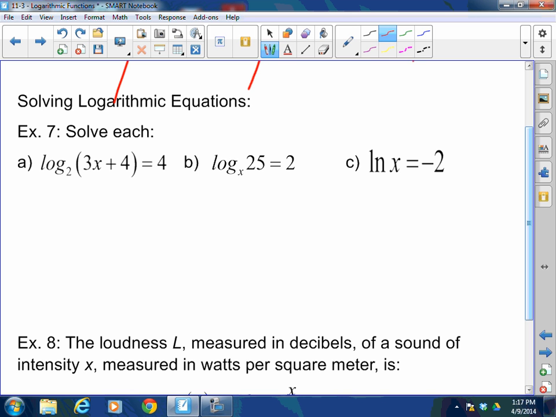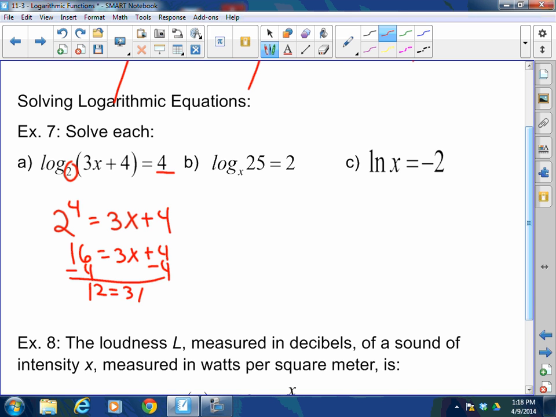Now, can't I write this as 2 to the 4th power equals 3x plus 4? Guess what, guys? You took a super complicated thing and you made it darn right easy. Now, what's 2 to the 4th power? 16 equals 3x plus 4. Now, this should be absolute Mickey Mouse for you guys. That's why I'm not even telling you what I'm doing, because you know what I'm doing. Done. Does that make sense?